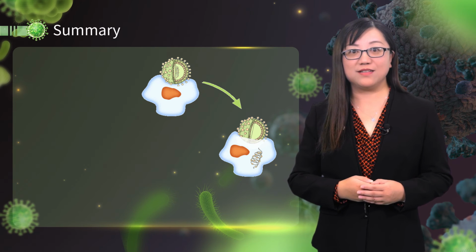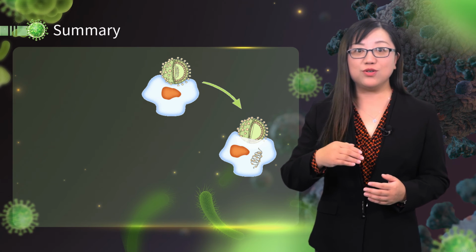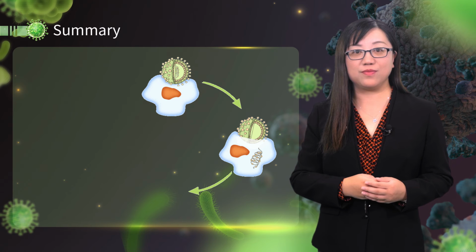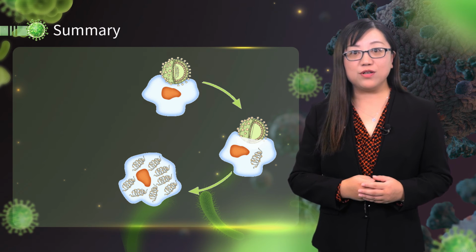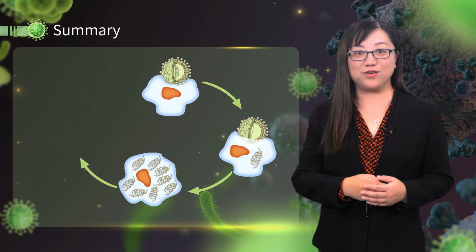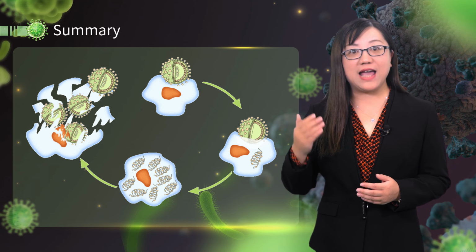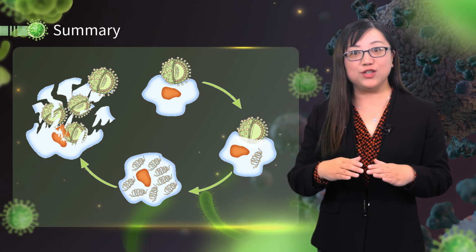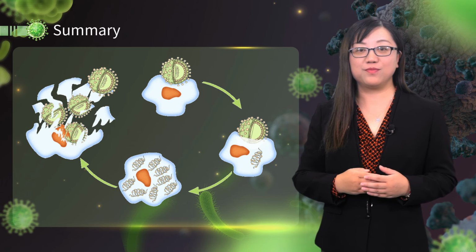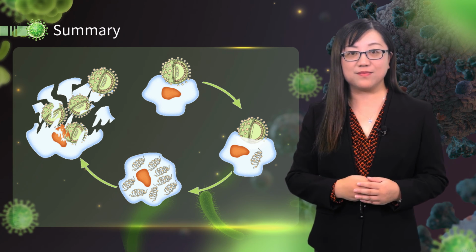Step 2 to 3. Virus penetrates cell membrane and injects nucleic acid, DNA or RNA, into the cell. Step 4. Viral nucleic acid replicates using host cellular machinery. Step 5 to 6. New viral nucleic acids are packaged into viral particles and released from the cell. The host cell may be destroyed in the process.